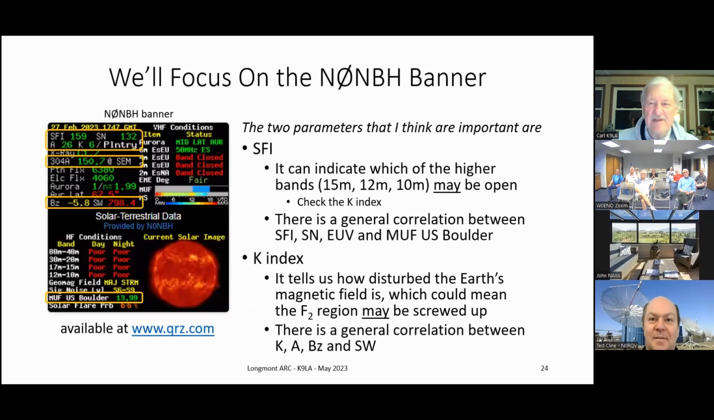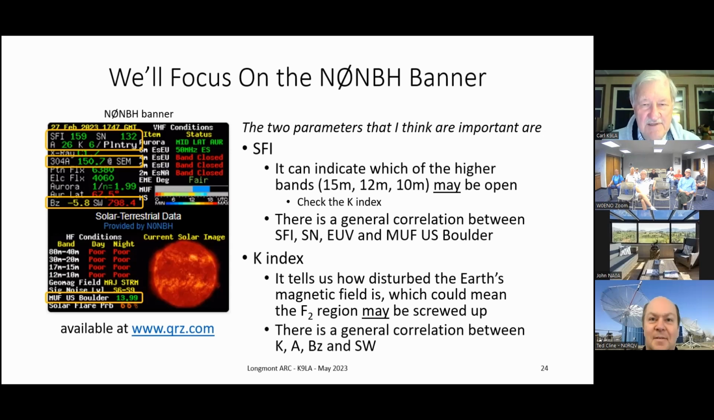The two parameters that I think are important are SFI, which is the solar flux index. Remember, I mentioned that it's a good proxy for extreme ultraviolet. It can indicate which of the higher bands may be open. That could be impacted by the K index. We'll get into that a little bit. And there's a general correlation between the solar flux, sunspot number, EUV, and also that term at the bottom on that banner, MUF, US Boulder. That comes from the QRZ.com N0NBH banner. It's at other places, but it gives a pretty good indication of what's going on.